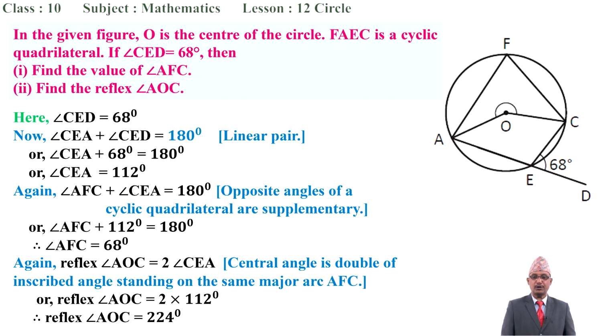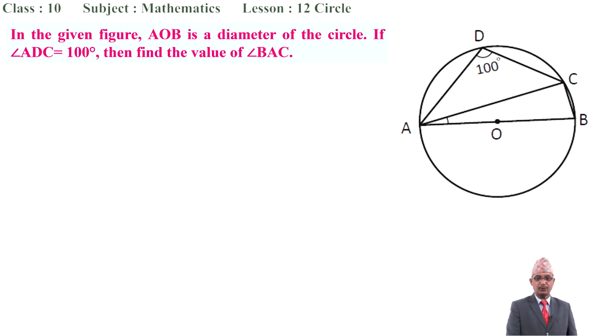Can we move to another question? Okay, look here, another question. In the given figure, AOB is the diameter, and ADC, which is an inscribed angle, is 100 degree. Then we have to find the value of angle BAC. We have to find the value of angle BAC.